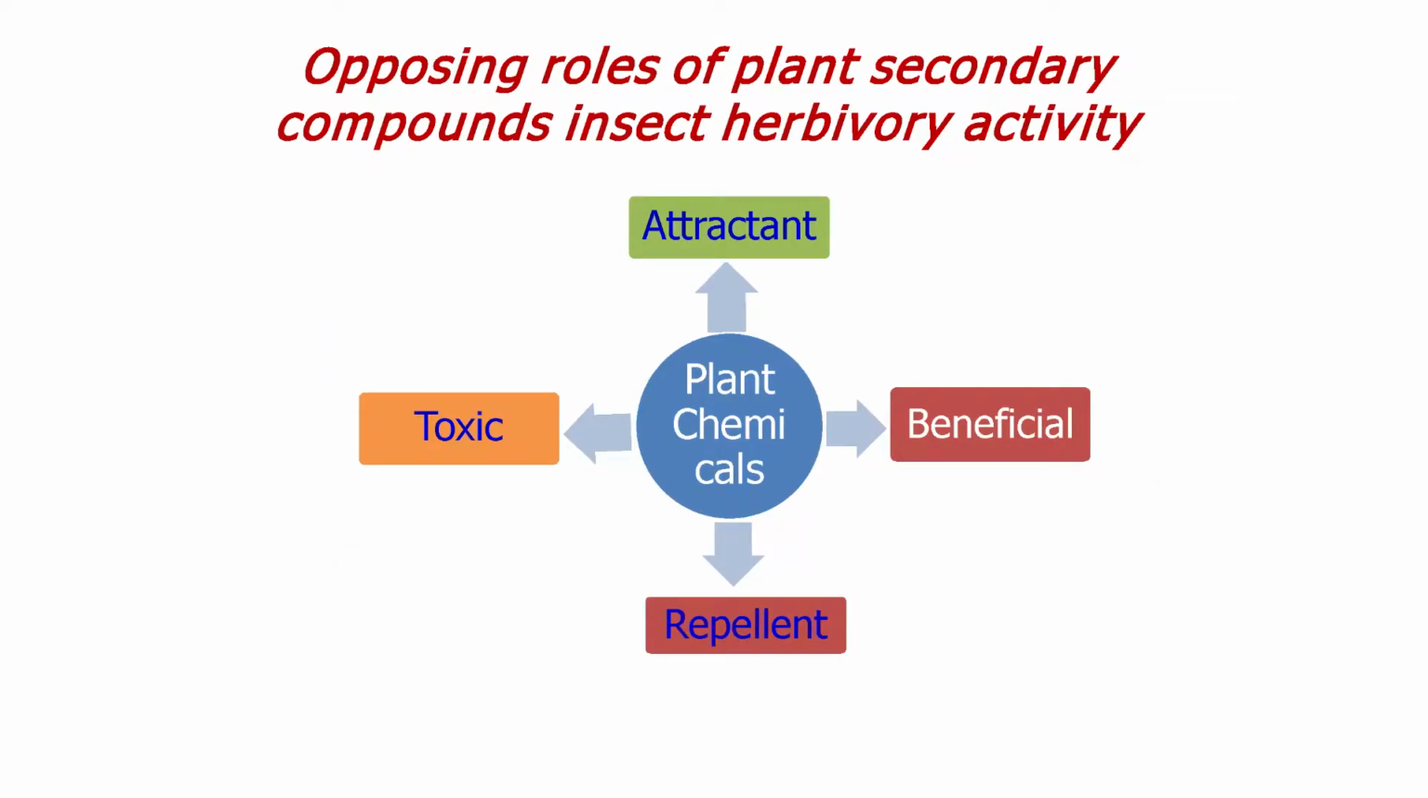But when we look at plant-insect interactions, we see opposing roles of these plant chemicals. In some cases, they are attractants for insects. In other cases, they can be repellents. In some cases, they can be highly beneficial to beetles. In other cases, they can be highly toxic. The system is really driven by individual compounds as well as their concentrations inside the tissues. I'm going to tease them out little by little, and then you will get the picture.